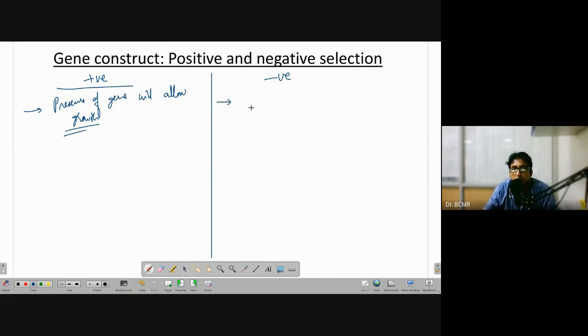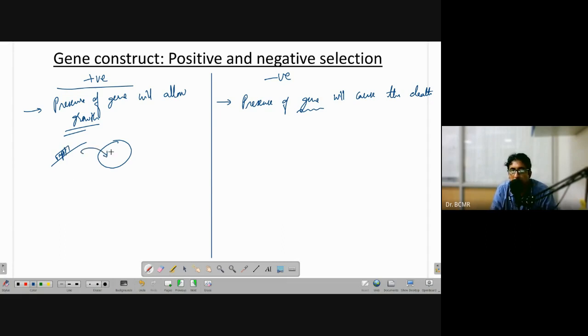In the negative selection, it is the presence of the particular gene that we are actually using that will cause the death of the cell. That means if that particular gene is present in the cell, in those conditions which we are going to put, the cell would die. Say, for example, I have taken cells and I put in neomycin phosphotransferase, which is a resistance gene for neomycin.